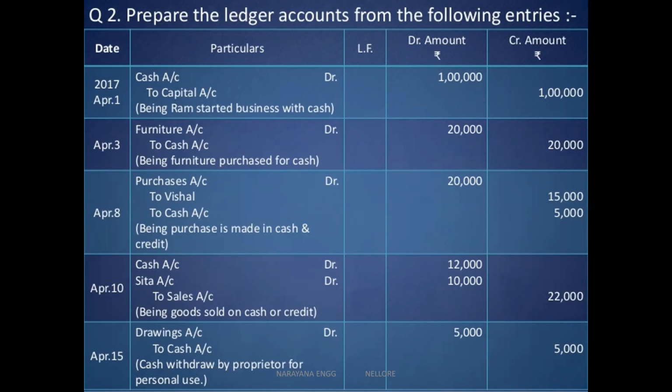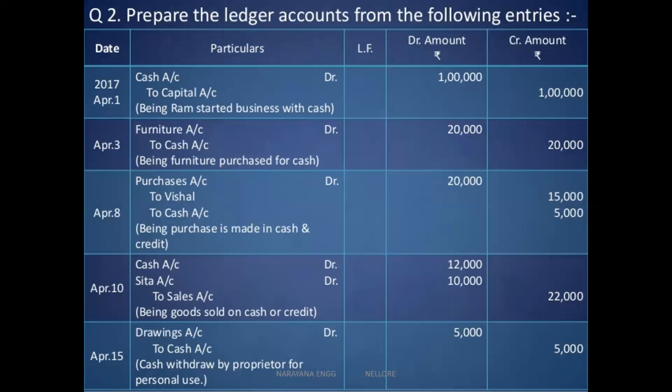And the next is furniture account and cash account. Cash account is already available from April 1st also. So there is no need to prepare another account. You can write the second transaction in the same account, no problem. So that is also important. So cash account and capital account, then furniture account, cash account is already available, and also purchase account, next Vishal account, cash account is already available, and Sita account you need to prepare, and sales account, drawing account, cash account is already there.